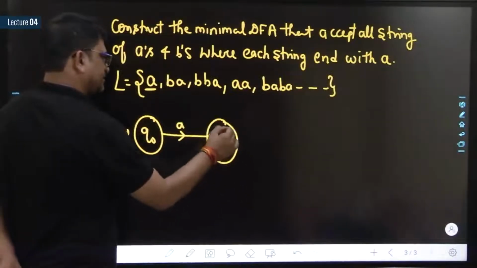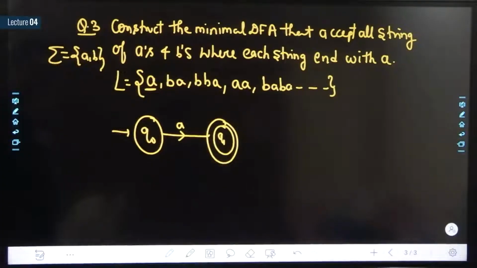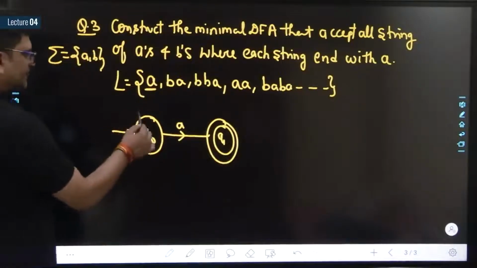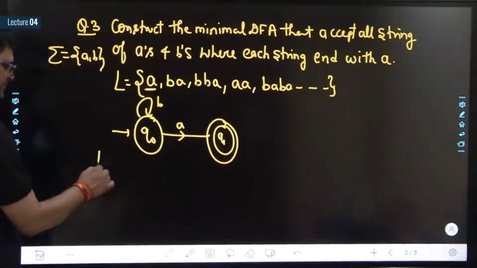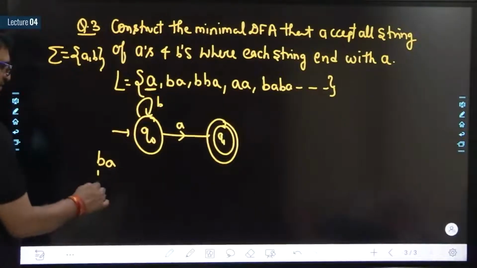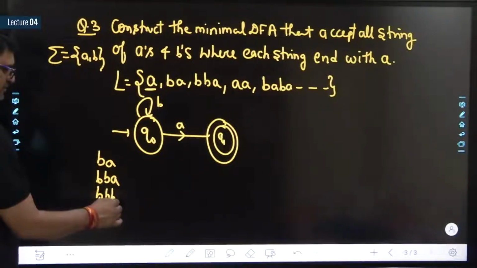A is accepted. Now, make this diagram as a DFA. What is the transition of B? This one. Why? Because BA is also accepted. BBA is also accepted. Triple B is also accepted.